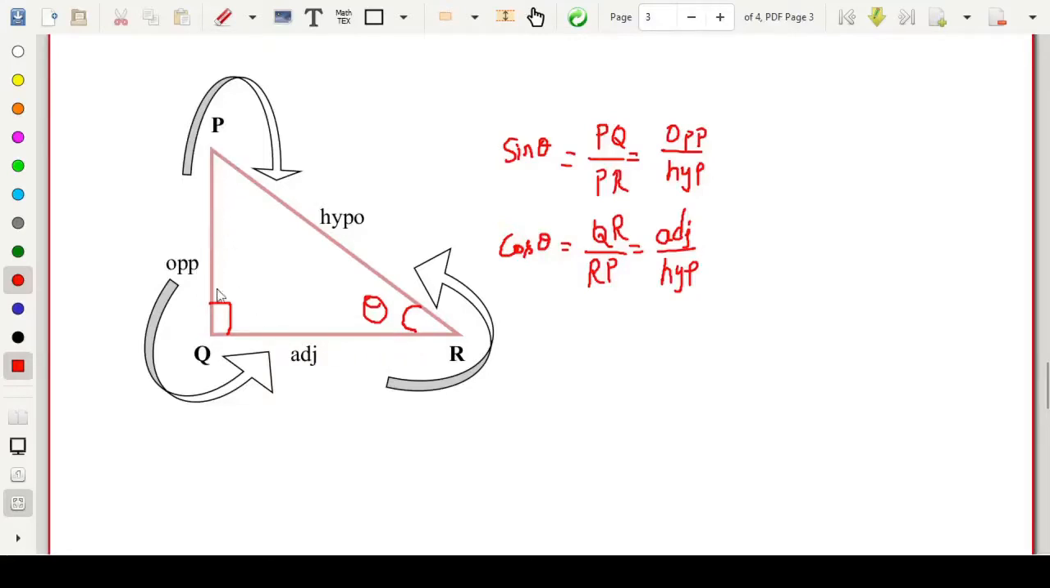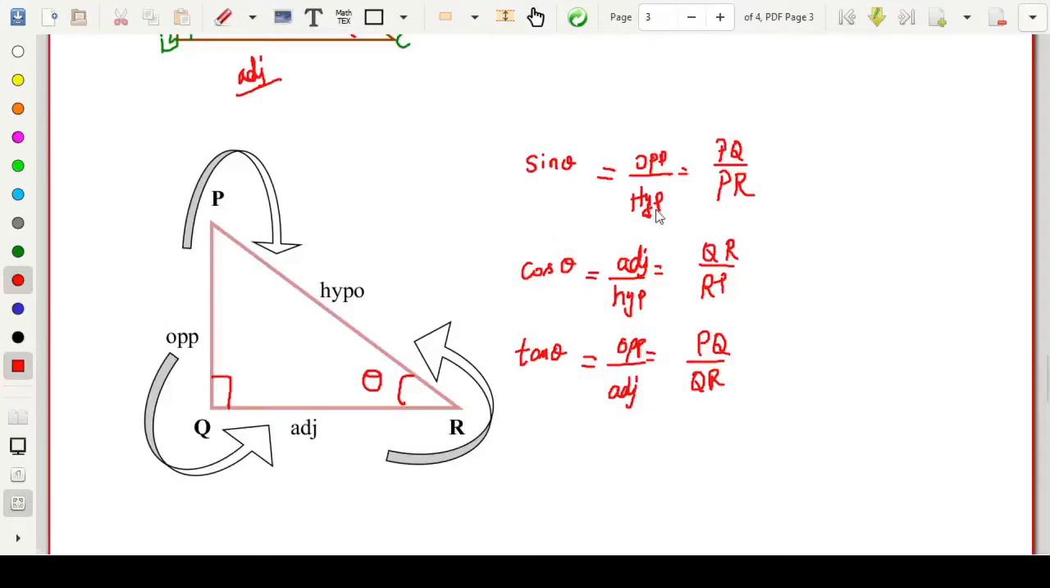Next, side PQ divided by QR, that is opposite by adjacent, which is named tan theta. These are the three different trigonometric ratios, and totally we can compare in 6 different ways. It is very easy, it's just the reciprocal of these.